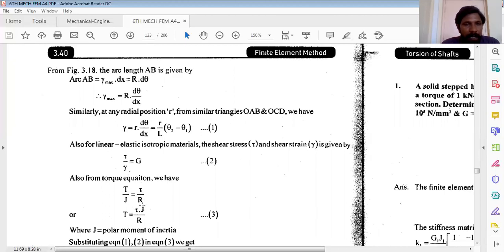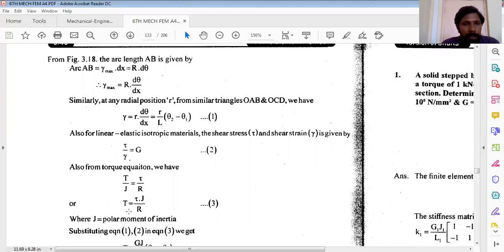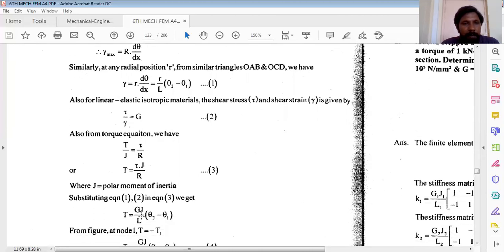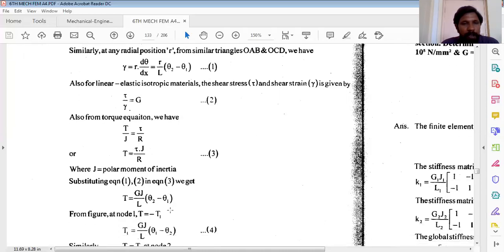So T can be written as tau J by R, where J is the polar moment of inertia, and therefore T can be written as GJ by L into (theta 2 minus theta 1). So substituting equations 1 and 2 in equation number 3, what we'll get is GJ by L into (theta 2 minus theta 1).